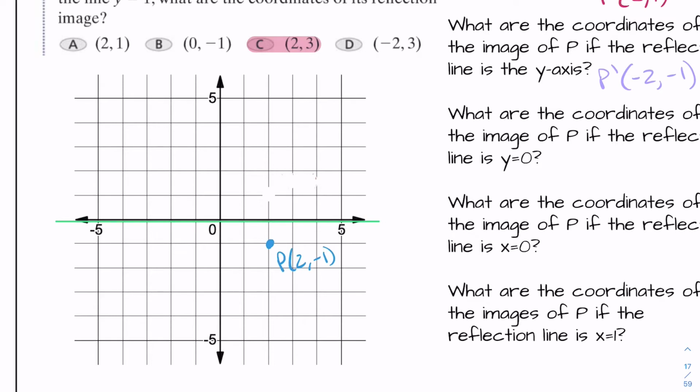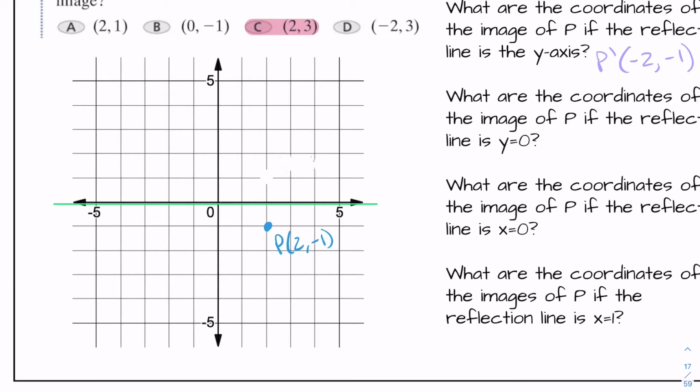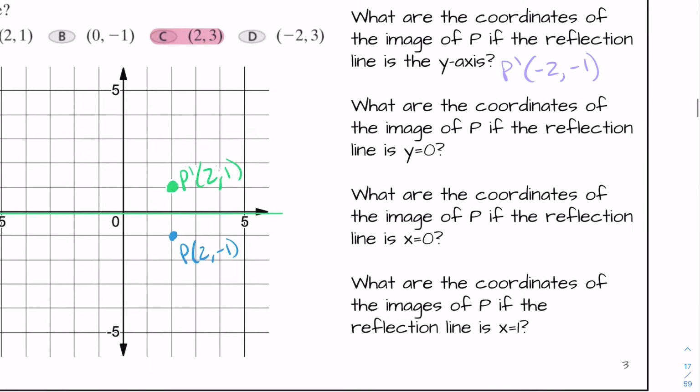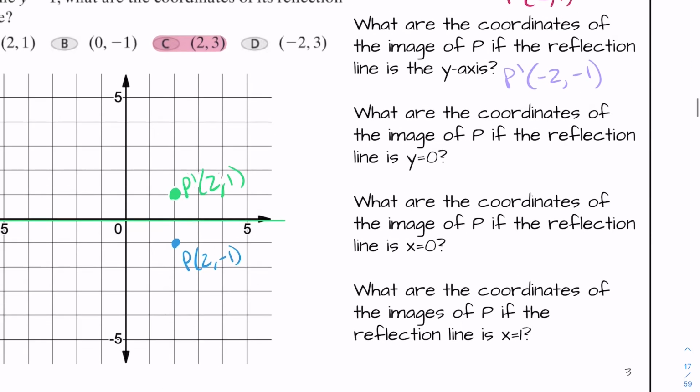Y = 0. Wait a minute, that was the x-axis. We already had that point. It was right here. So P prime was at 2, comma, 1. So this is P prime. P prime is at 2, comma, 1.